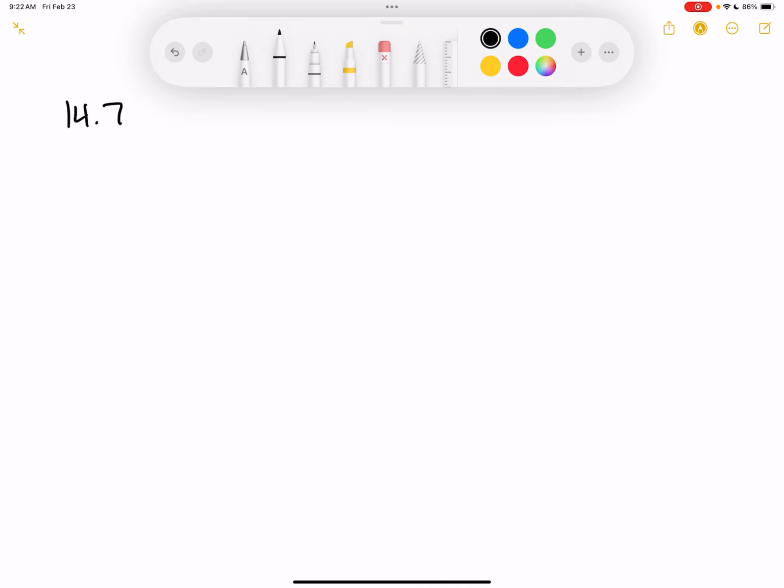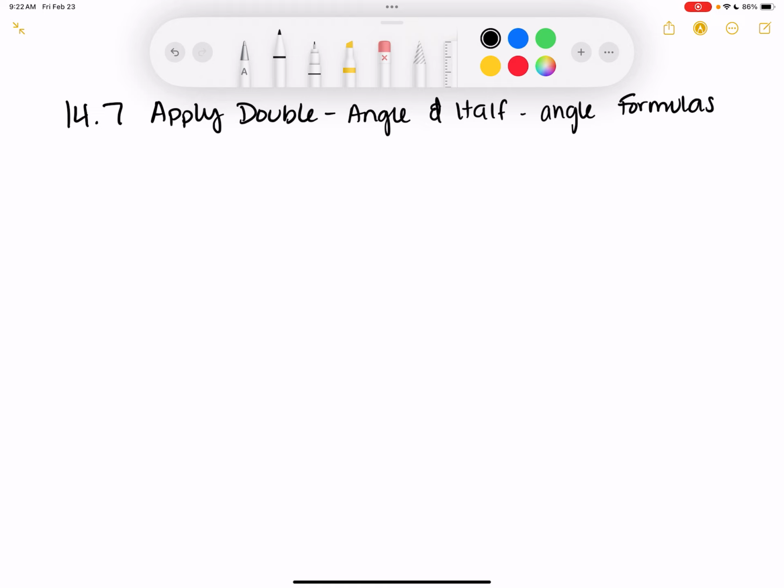14.7, apply double angle and half angle formulas. So you should have those formulas written down in your notes. You're probably going to want to refer to them.